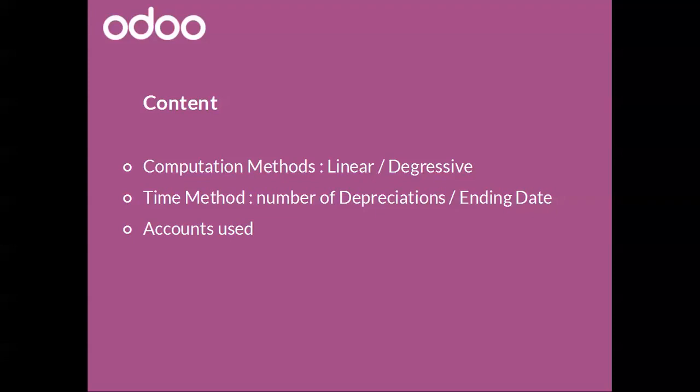We will also talk about the accounts that will be used, and these are the asset account, which holds the purchase value and will be credited when depreciation line is posted, the depreciation account, which can be the same as the asset account or a different account if you want to store the depreciation separately, and then the depreciation expense account, which will be debited when the depreciation line is posted.